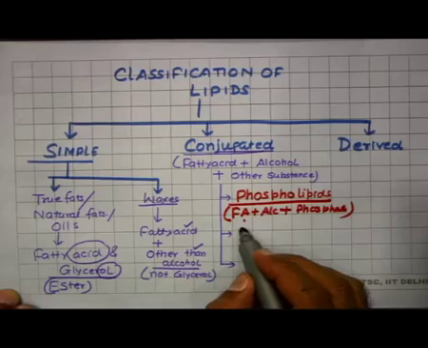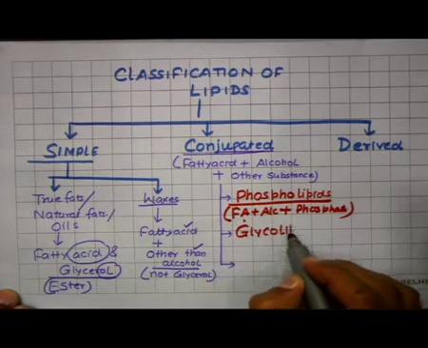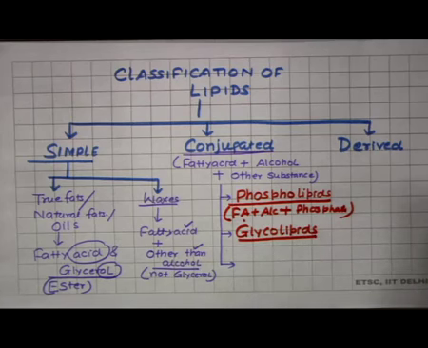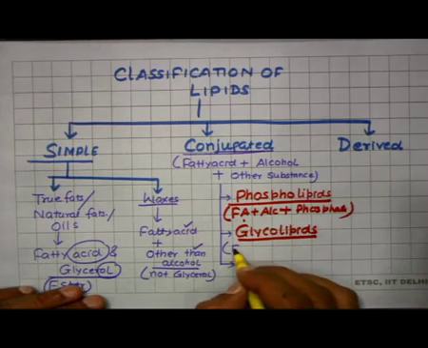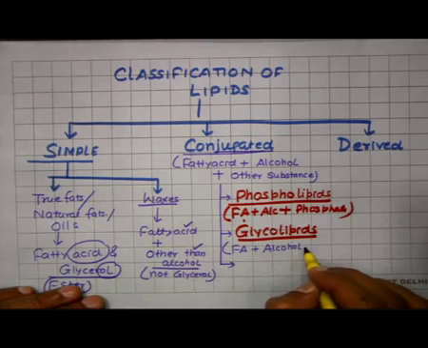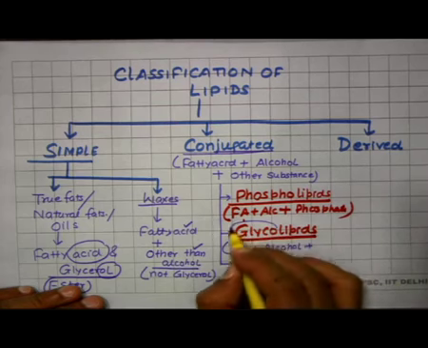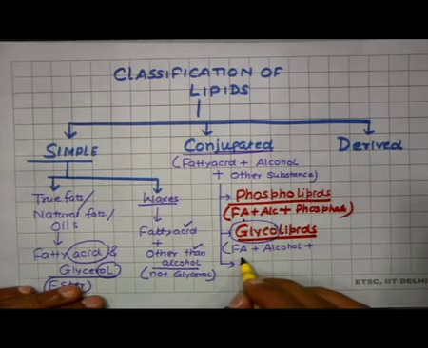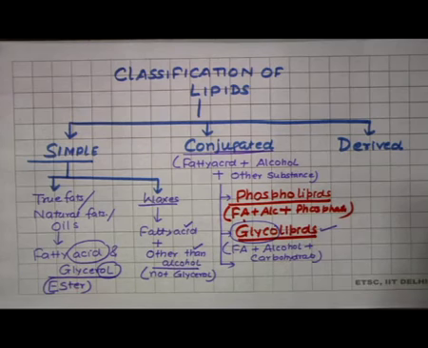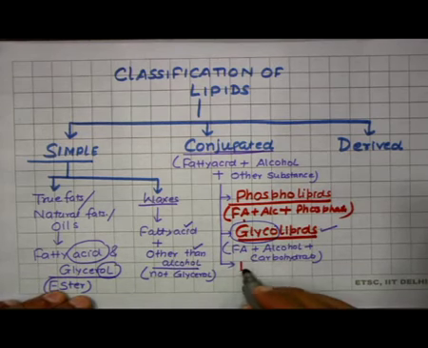The second one of the conjugated lipids is glycolipid. Glycolipids, as the term indicates, are formed by fatty acid plus alcohol plus glycon. Glycon is a type of carbohydrate. If fatty acid and alcohol combine with carbohydrate, that forms glycolipids.